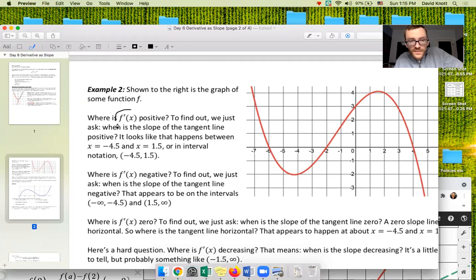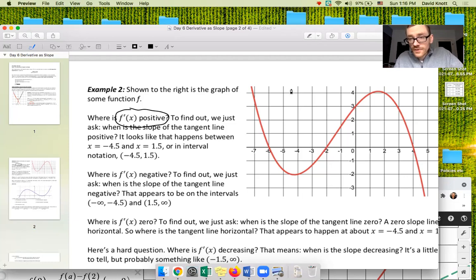So it says, where is f prime positive? Okay. Well, f prime, that means the derivative, right? F prime means the derivative, the instantaneous rate of change. And as we just saw, that's the same thing as the slope of the tangent line. So asking where the derivative is positive is the same thing as asking where the slope of the tangent line is positive. So where is the slope of the tangent line positive?